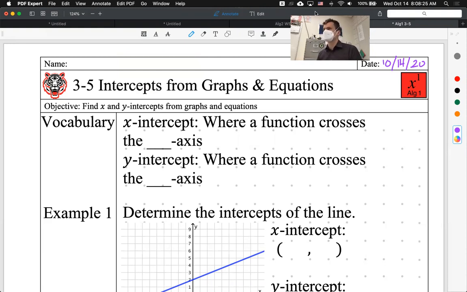Objective, who wants to read it? Ripley, go. Find the x and y intercepts from the graph. There it is, graphs and equations. All right, so let's define what that is. What is an x-intercept? What is a y-intercept?